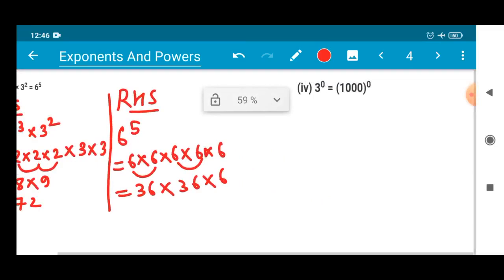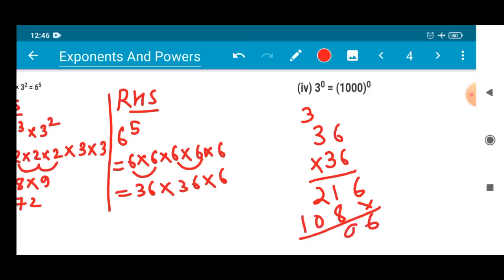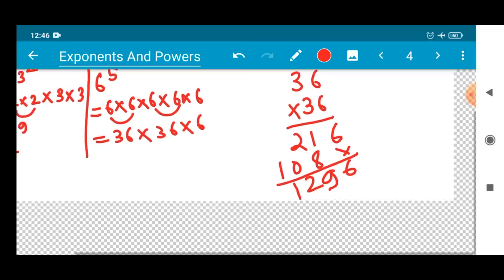So now let's multiply 36 into 36. 6 6 is 36, 3 in hand. 6 3 is 18, 18 plus 3 is 21. Multiply this. 6 3 is 18, 1 in hand. 6 3 is 18, 1 in hand. 3 3 is 9, 9 plus 1 is 10. So 6 9 2 1, so 1296.